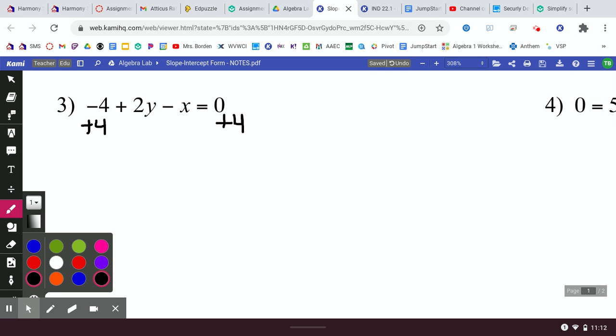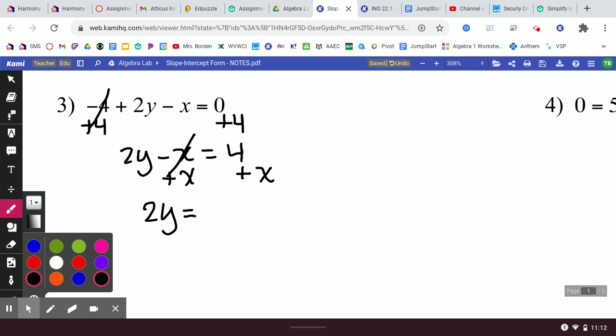All right, so I'm going to add 4 to both sides. That gives me 2y minus x equals 0 plus 4 is 4. All right, Corbin, what would you do next? Good. Add x to both sides. So that gives me 2y. Which one would I write first? Okay. Now, Bryce, what would I do?